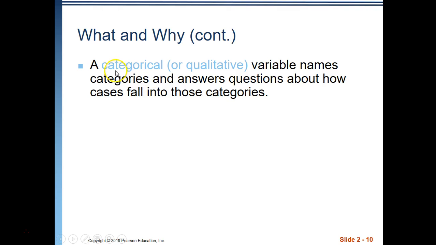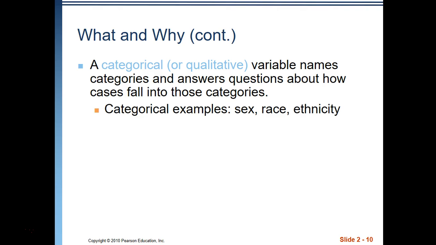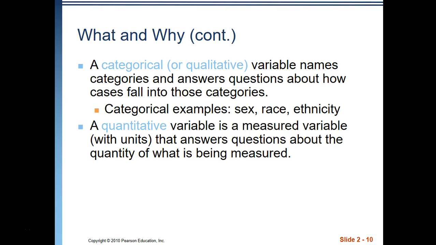A categorical, or qualitative, variable has names or categories, and it answers questions about how cases fall into specific categories, right? Are you a Democrat or are you a Republican? Those are categorical data. Categorical things like sex or race or ethnicity, those are categories.